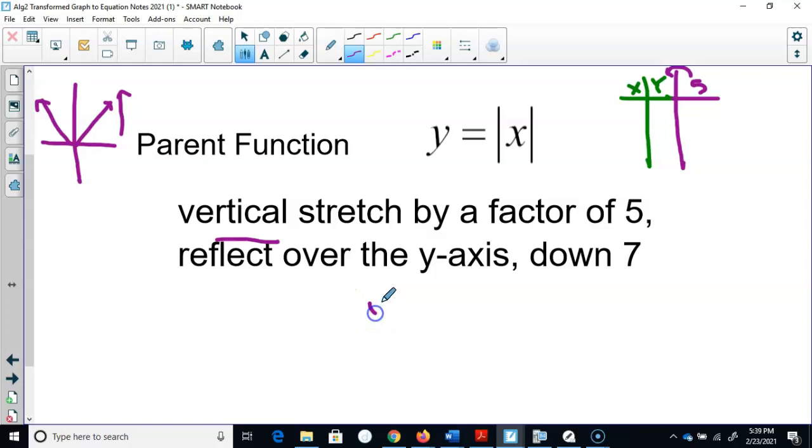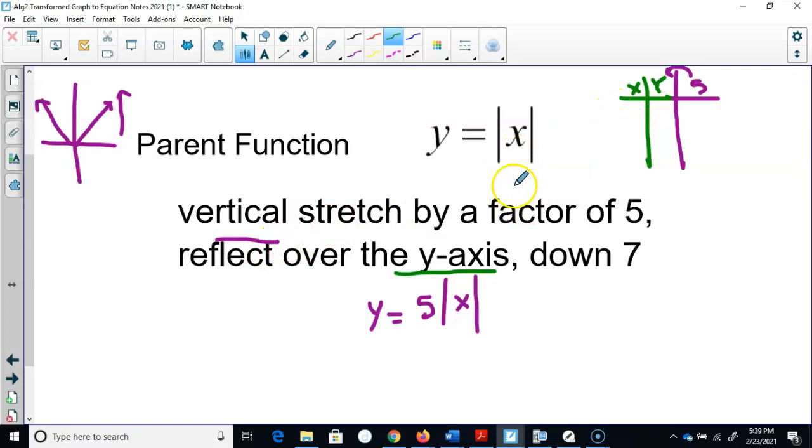So I'm going to write this as y is equal to 5 times the absolute value of x. Okay, that is giving us a vertical stretch by a factor of 5. Now to reflect over the y-axis. Anytime we have a reflection, we're going to have a multiplication of a negative. It's either going to be on the outside or on the inside, okay? On the outside or the inside, and it is going to be opposite, okay?